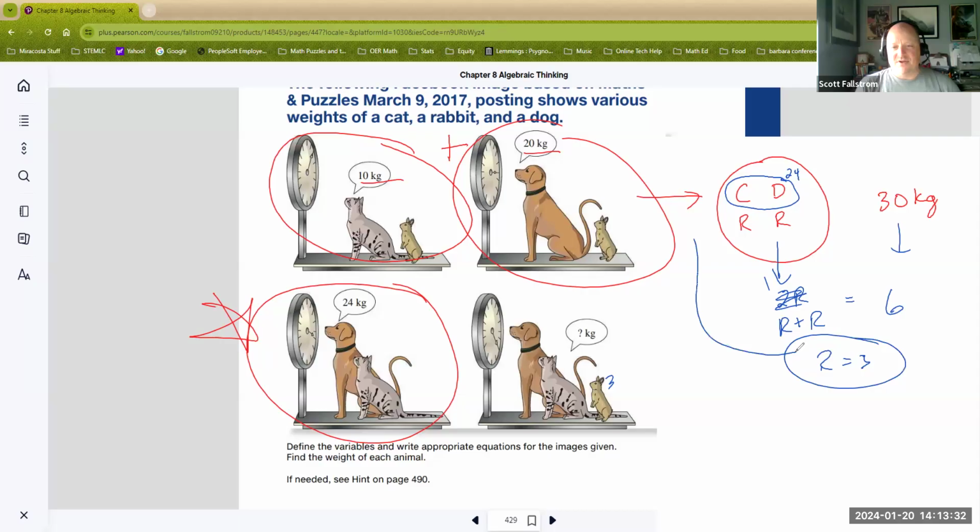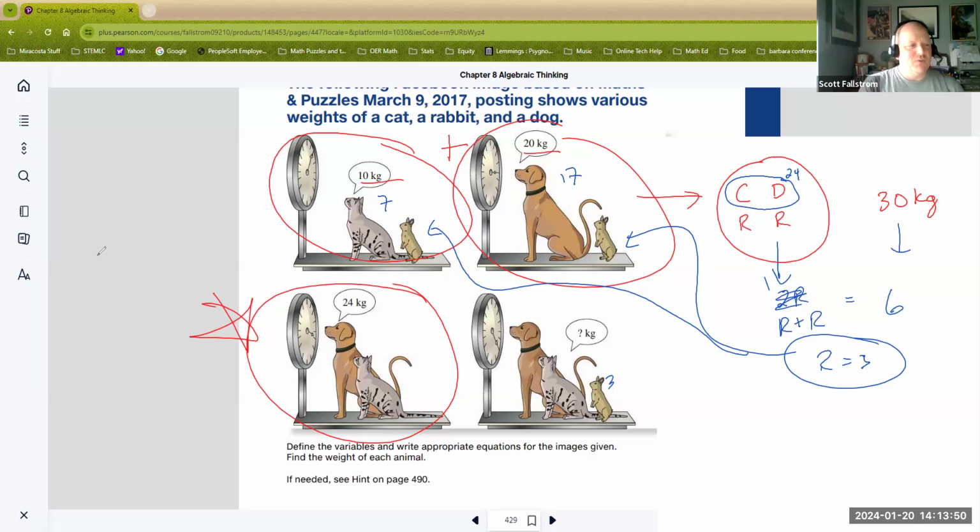If a rabbit is 3, then I know a dog must be 17. If a rabbit is 3, then the cat must be 7. 17, 7, and 3, and I get the same answer. It may actually even be quicker. It just doesn't integrate algebra in the traditional sense.